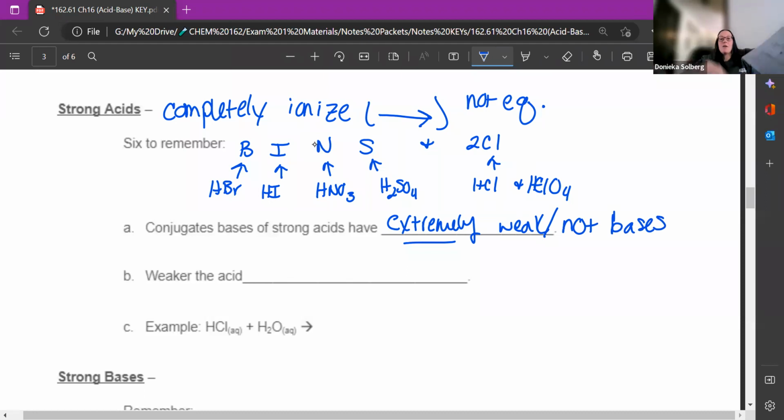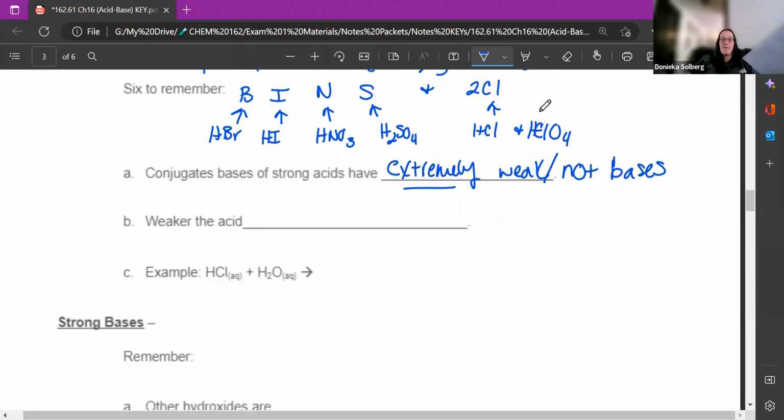Okay. Now, as we start talking about weaker acids, so if a strong acid has a very, very, very weak conjugate base, that means that weaker acids actually have stronger conjugate bases. It's really a spectrum. Okay.